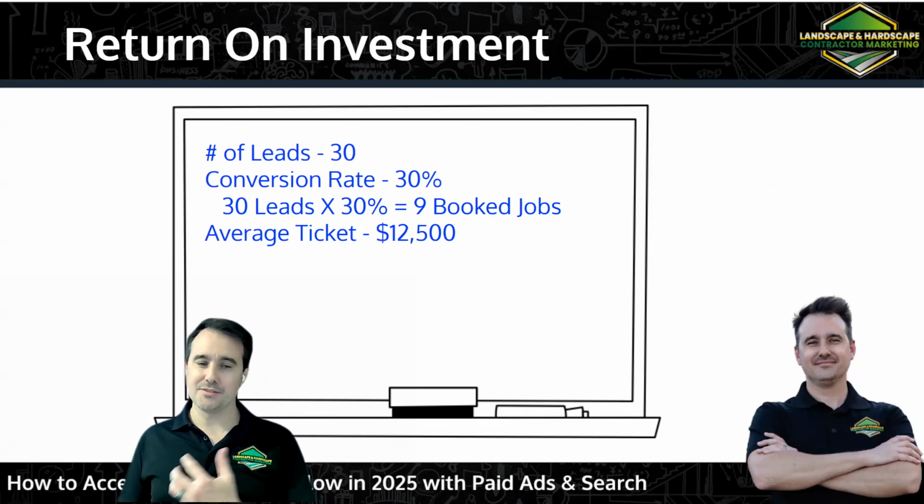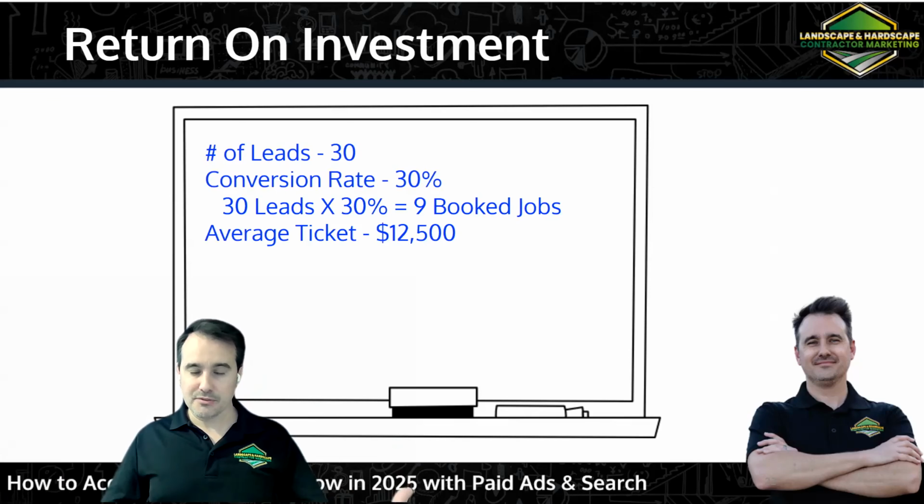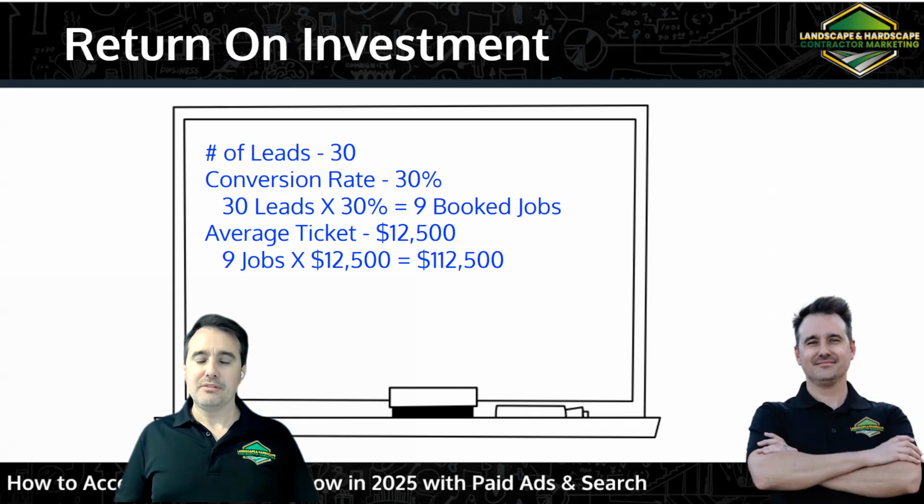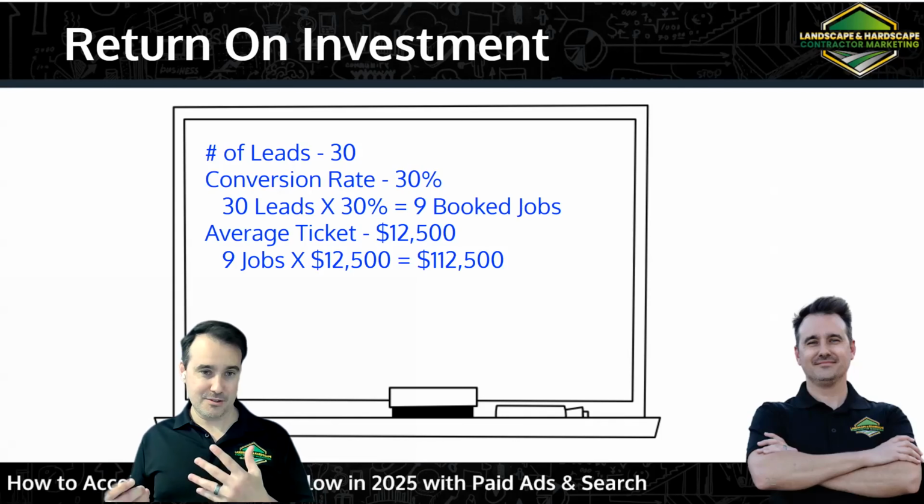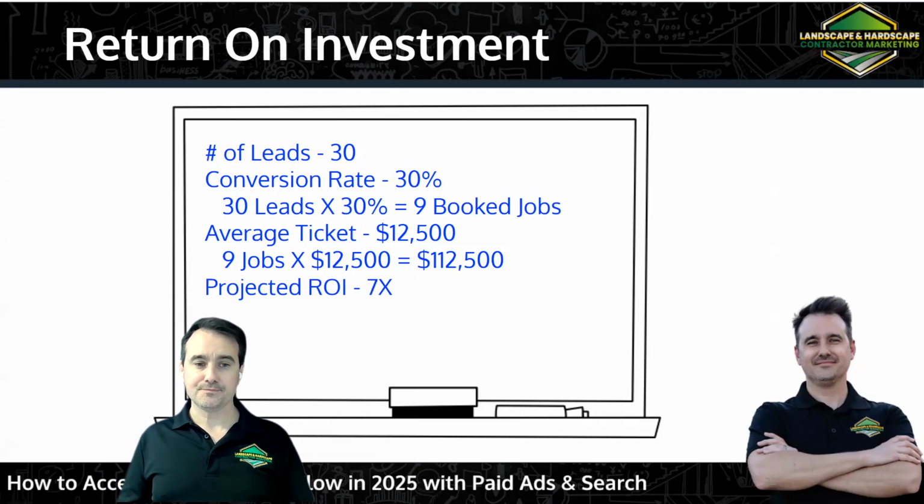Your average ticket price is 12.5 grand for your outdoor living project. That means that your revenue from this campaign is $112,500 from those 9 jobs.